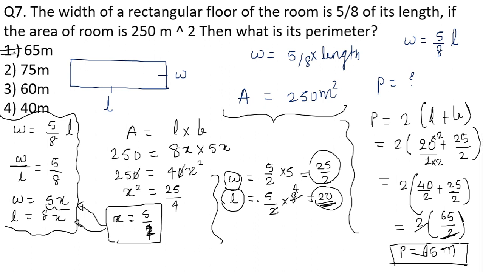Simply you can do W is equal to 5 upon 8L. So we'll get the value of width as 5x, length as 8x. As we know, area is equal to 250 meters square, and the area is equal to length into width. Without calculating also, you can do the mental calculation: 250 will be equivalent to 40x square. But we have to find the value of x. Putting it in the value of width and length, you can find out the perimeter.